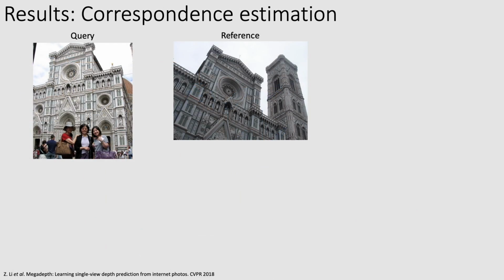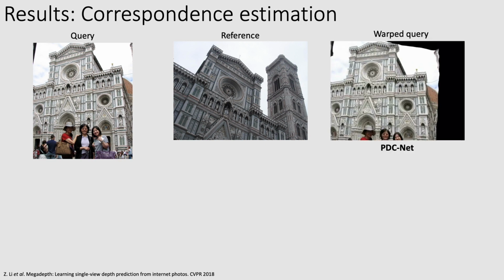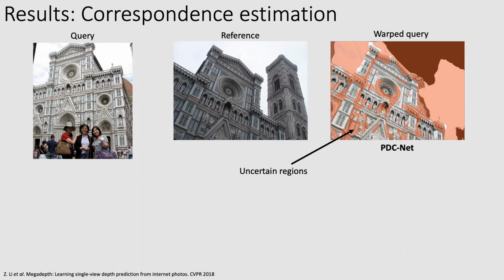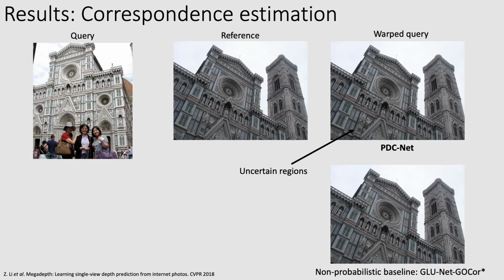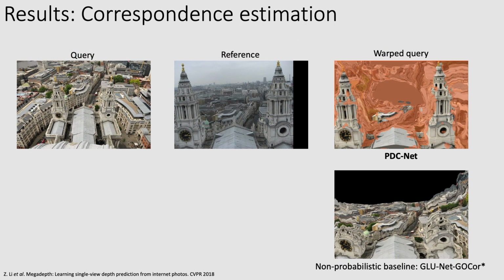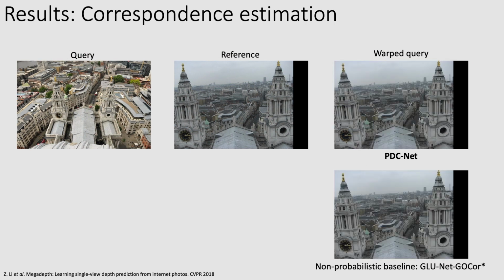We first show qualitative results on scenes of MegaDepth. This is the warped query according to PDCnet, and the unreliable regions are shown in red. To compare, we also train a non-probabilistic network, GLU-Net GOCor, on the same data. We see that our probabilistic formulation not only allows to identify accurate from inaccurate regions, but it also improves the flow prediction itself. In this other example, we see that PDCnet does very well in extreme appearance and viewpoint changes.